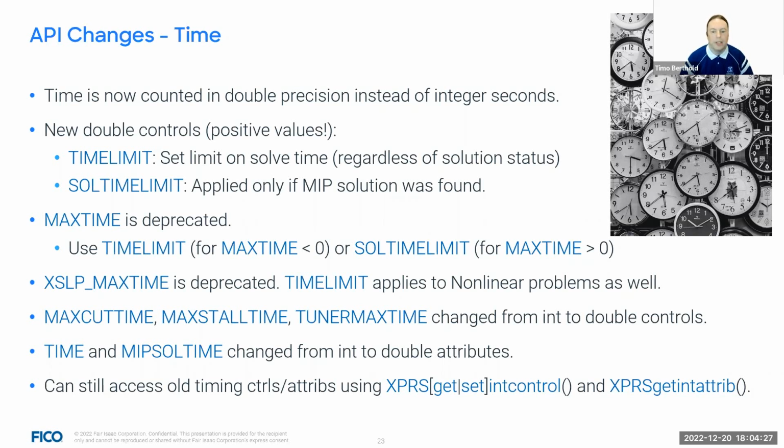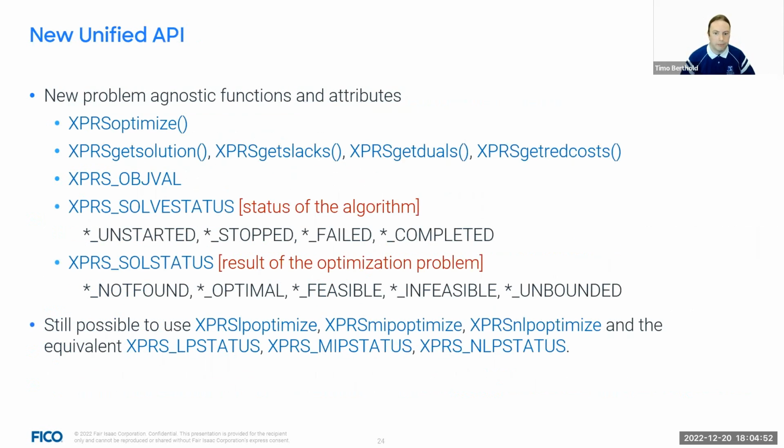A few attributes and controls changed their type now from int to double, but not their meaning, mainly because there were no oddities with negative values. And we recommend changing the access to them to the corresponding double functions. You can, however, still use the old integer functions. Expect values to be rounded, obviously, for the getters.